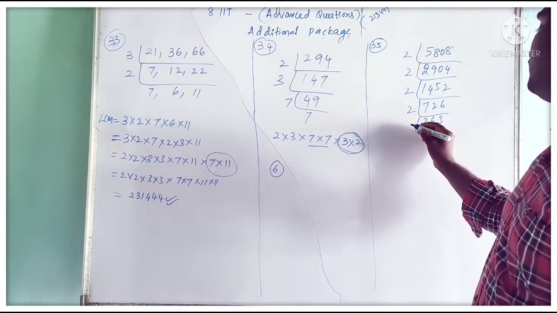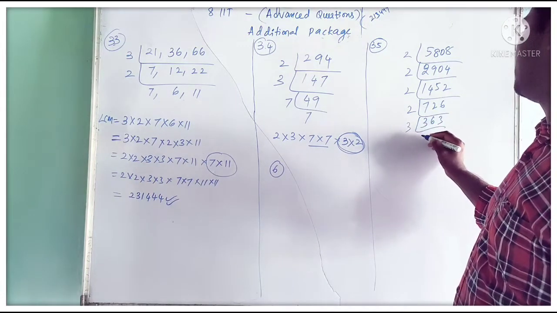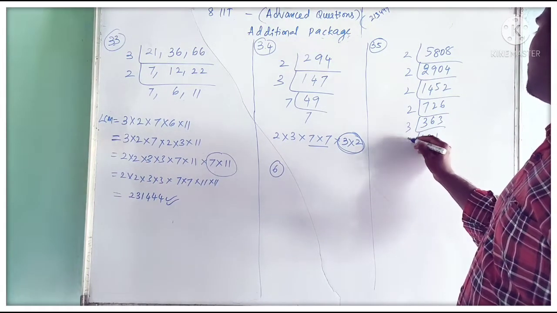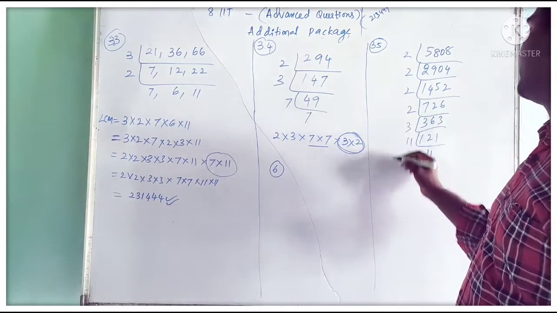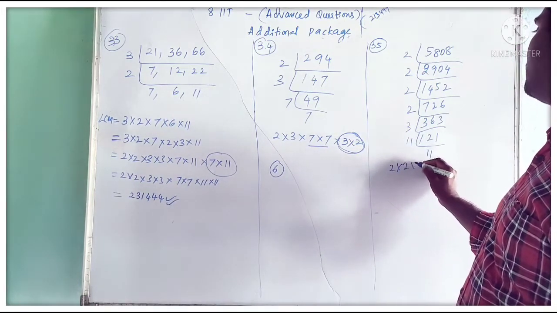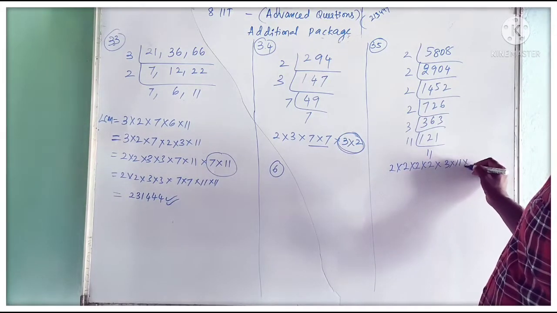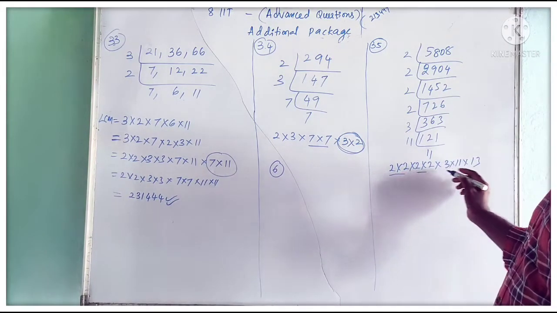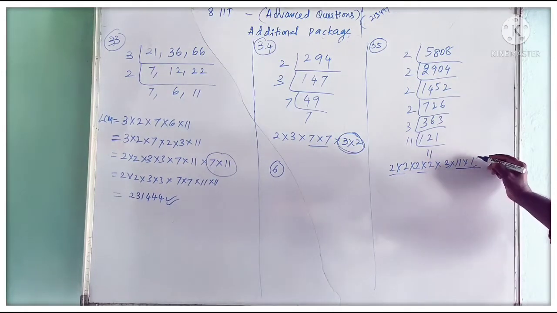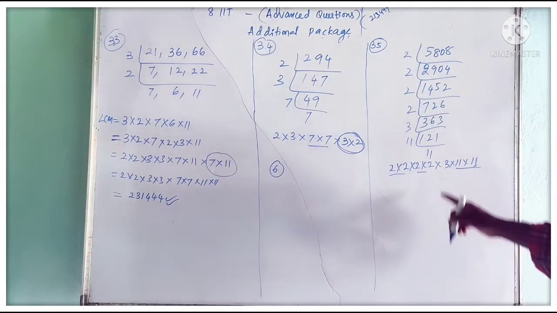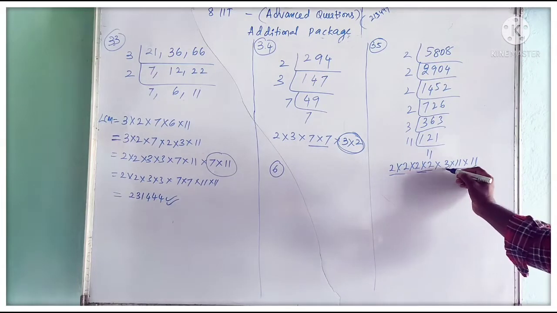Next 3 table, 3 1s are 3, 3 1s are 3. So 11 into 11. So the prime factorization you can write as 2 into 2 into 2 into 2 and 3 into 11 into 11. So make pairs first. Then you will get easily the prime factorization. So what number is alone? This 3 alone we have.